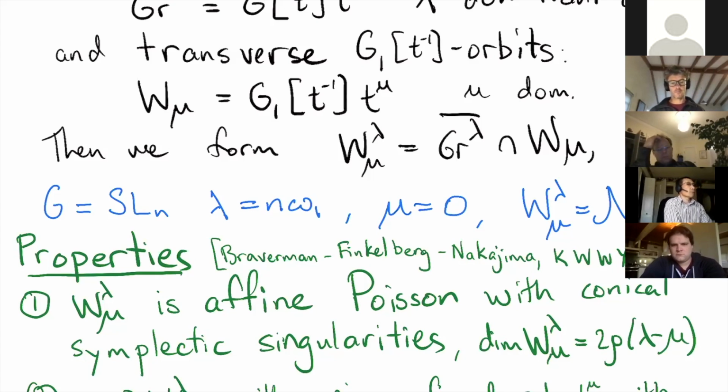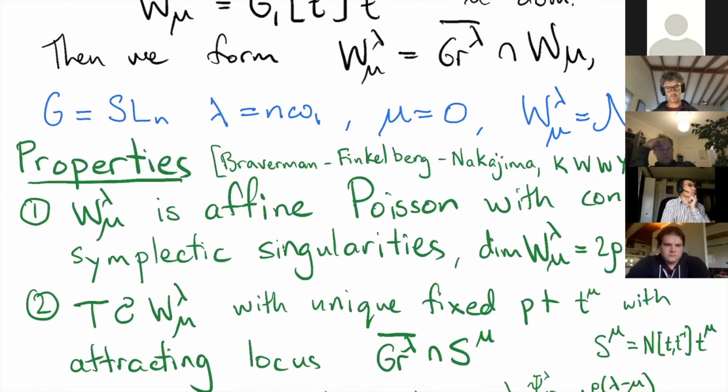It has what's called conical symplectic singularities. In particular, that implies that there's only finitely many symplectic leaves for this Poisson structure. And the formula for dimension is quite simple. It's given by the pairing between lambda minus mu and 2ρ. If this lambda minus mu is not in the positive root cone, then W lambda mu is empty.